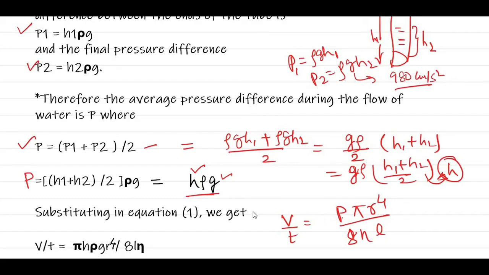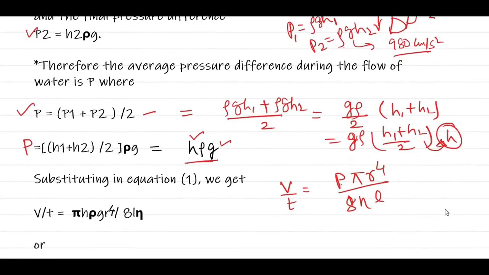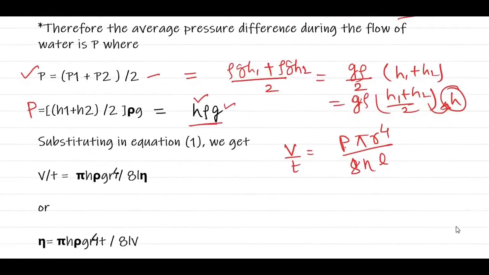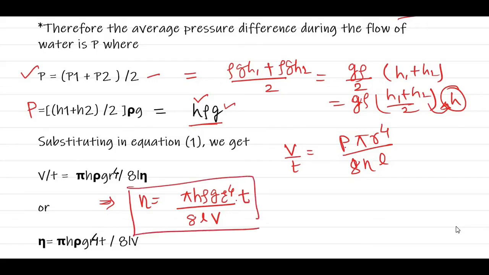Now this is the volume of the liquid collected per unit time. But what is our target? We want to find eta. So we can rearrange this equation as eta is equal to pi h rho g r power 4 divided by, the volume goes into the denominator, so 8 L V, and the time will go to the numerator. So this is the final formula by which we can get the coefficient of viscosity.